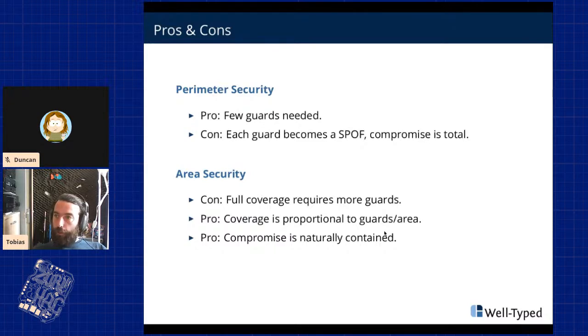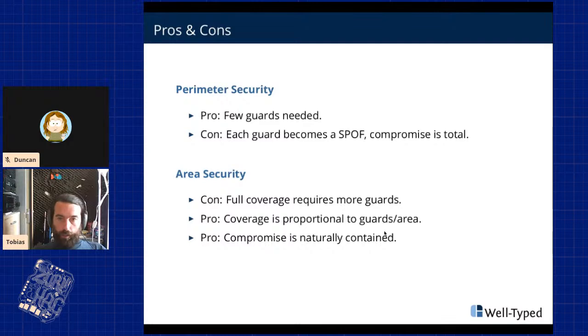Perimeter security obviously needs fewer guards, but the big downside is that each guard becomes a single point of failure. Compromising one guard leads to total compromise of the entire area. Whereas area security requires a lot more guards for full coverage, but coverage is proportional to the guards, the number of guards per area, and compromise is somewhat contained in a natural way.